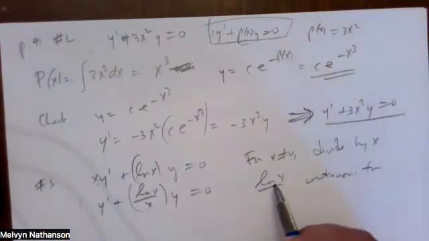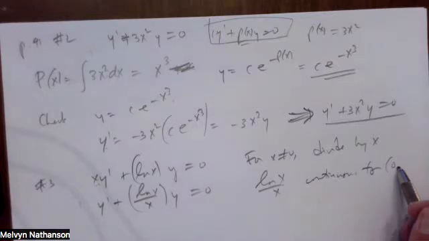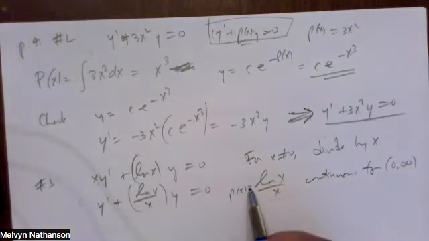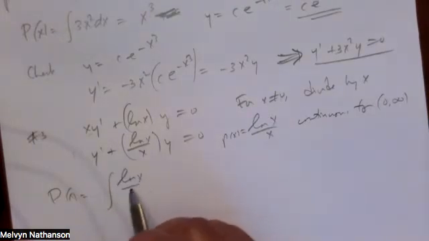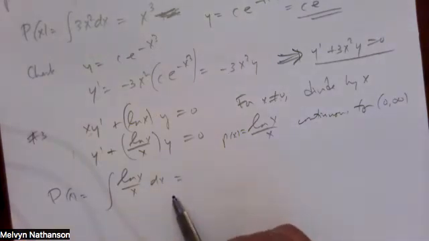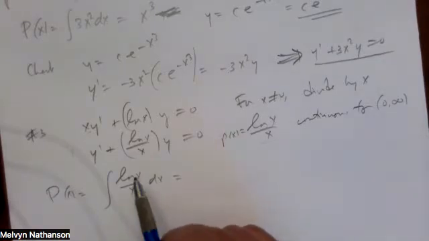Well, the logarithm is not defined for 0 or for negative numbers, but it's certainly continuous on the whole open interval from 0 to infinity. So that's my function p of x. So capital P of x is the integral of log x over x dx. What's the integral of log x over x?